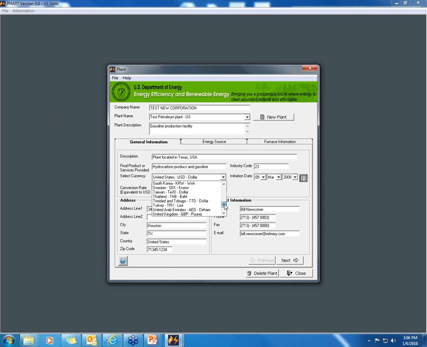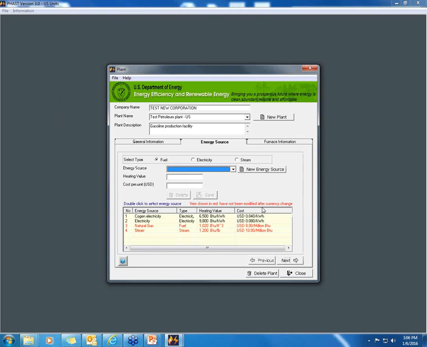We actually used this tool in different countries, so China, Brazil, and even India. So we were able to use this particular part to quantify energy cost savings in local currency. So in this case, we will just go ahead and use US dollar, and then plant address, and then contact information. Then click next.